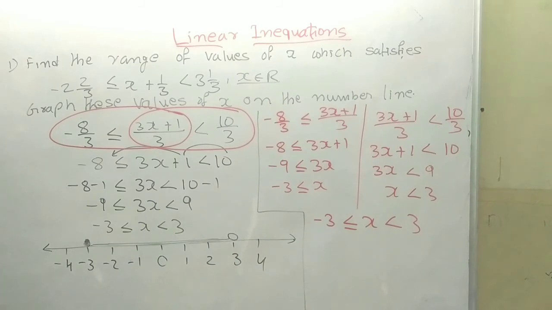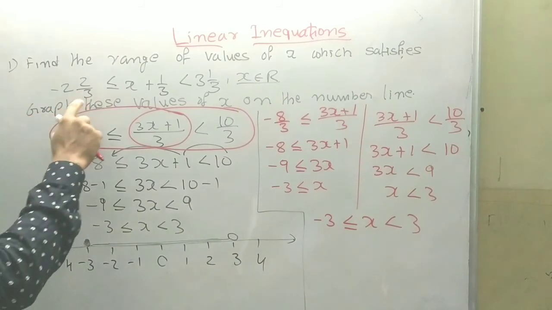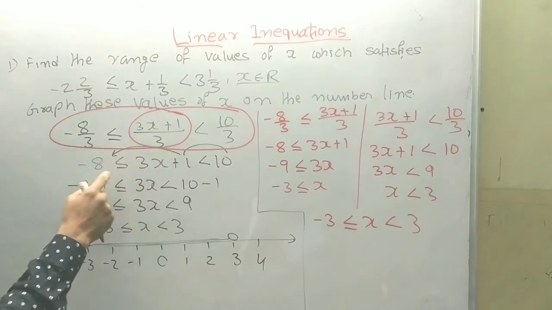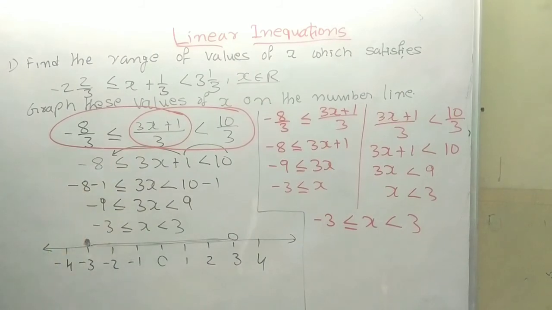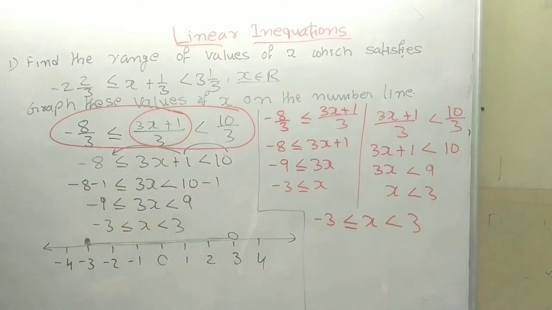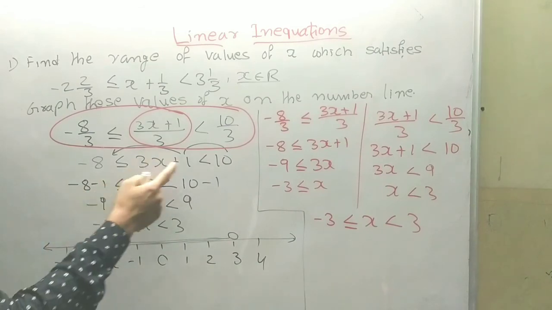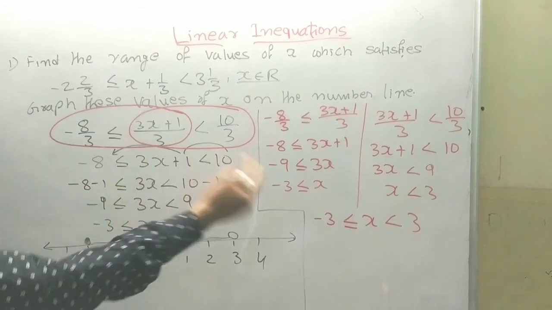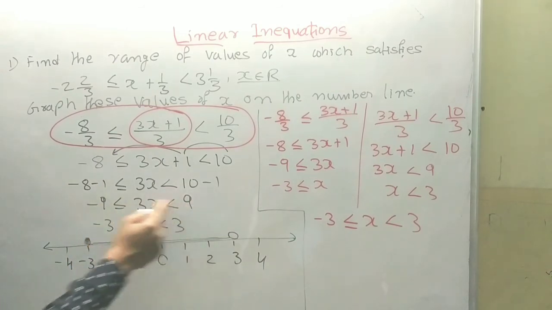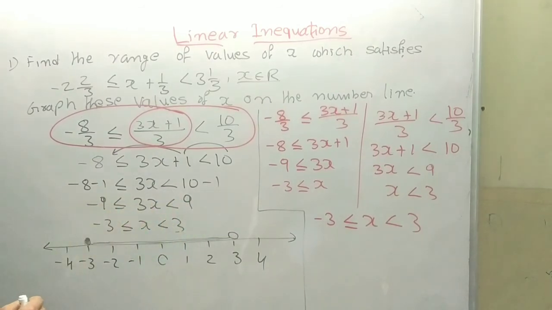Now look here, I will explain once again. First we have written the inequation with improper fractions. Then the entire inequation we multiplied by 3, so the denominator is cancelled. The next thing I am going to do: the middle term I have taken, and left and right side also. Minus 9 less than or equal to 3x less than 9. The entire inequation I divided by 3. So this solution I plotted on the number line.